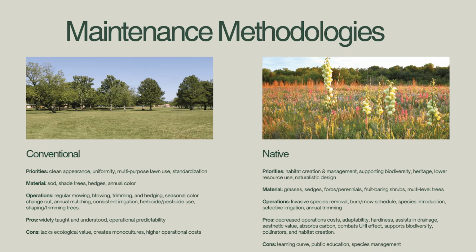So we are going to go to maintenance methodology. We're going to get a little bit more into the operational side of things now. There are way different maintenance methods that you'd use on a conventional landscape than you'd use on a native landscape. That's again going back to what those values and priorities are.